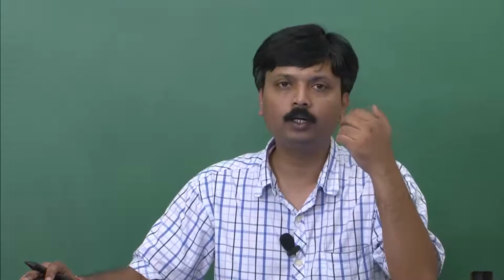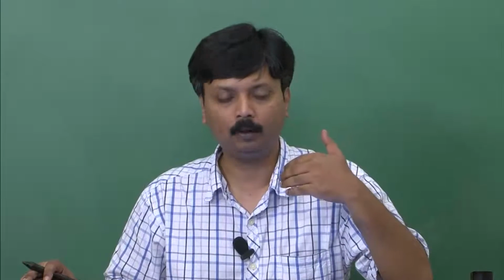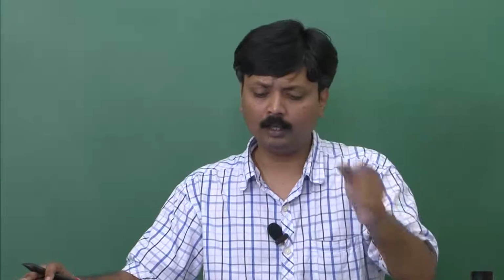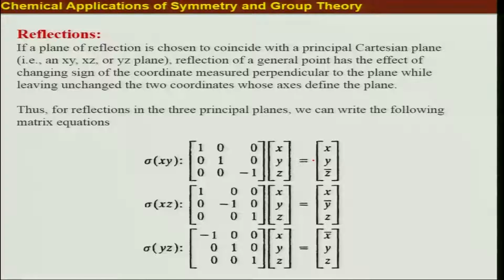Now, the third one, that is the 3 3, is going to change the sign of the z coordinate. So, that should be a negative sign. So, it will be 1, 1, minus 1 in the diagonal, and obviously the other off-diagonal elements will be 0, because if the other elements have some value, then I will not get back my column vector.